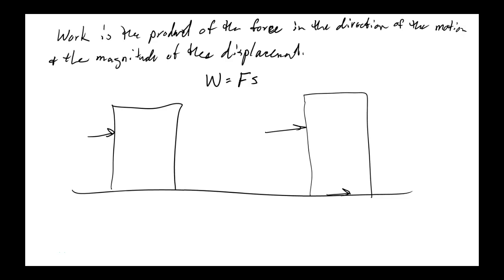This guy pushing on the crate and it moves, then the product of his force times the distance moved in the direction of the motion, that's the work done. This one, pushing maybe even harder, maybe a greater force here, but if there's no displacement, there is no work because it's times the magnitude of displacement. If it's not moved, there is no displacement. Okay.